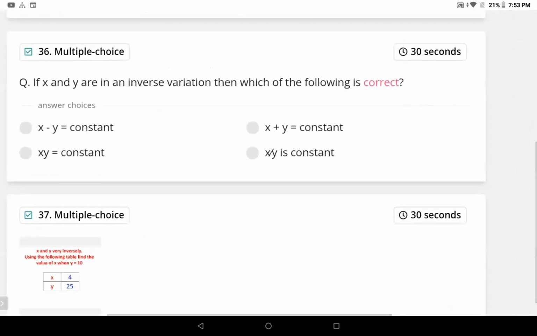So if x and y are in inverse proportion, what should you do, children? Inverse means x into y. Inverse, my dear: x into y equal to constant. Very good. If direct proportion, then y by x.